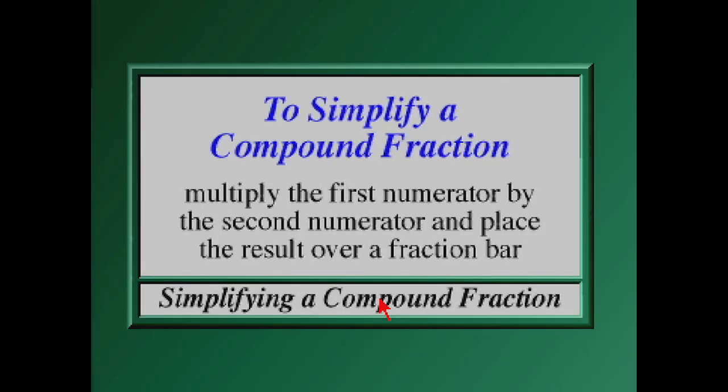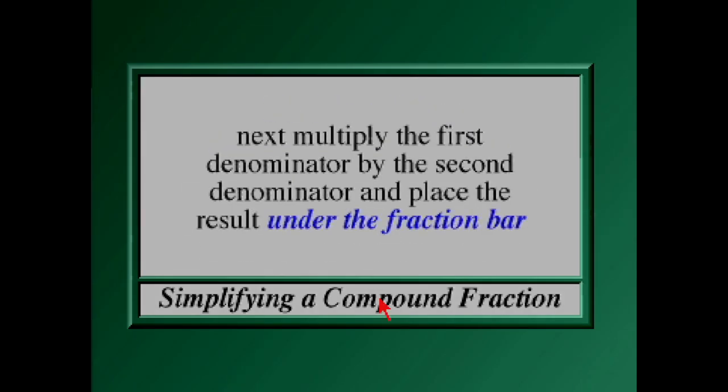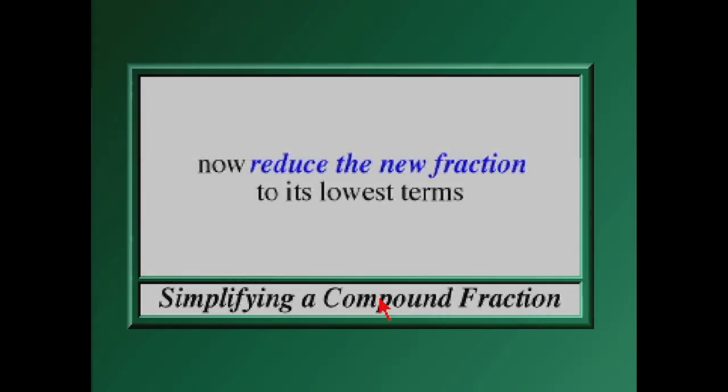To simplify a compound fraction, multiply the first numerator by the second numerator and place the result over a fraction bar. Next, multiply the first denominator by the second denominator and place the result under the fraction bar. Now, reduce the fraction to its lowest terms.